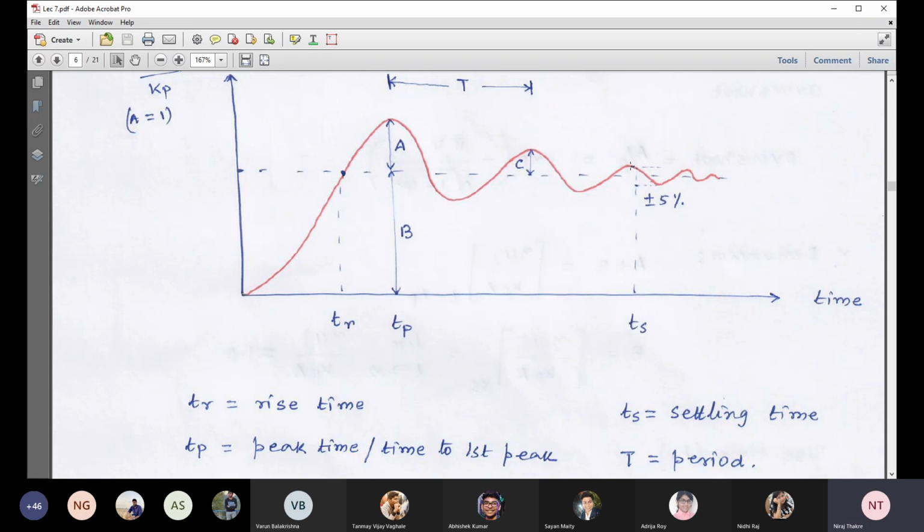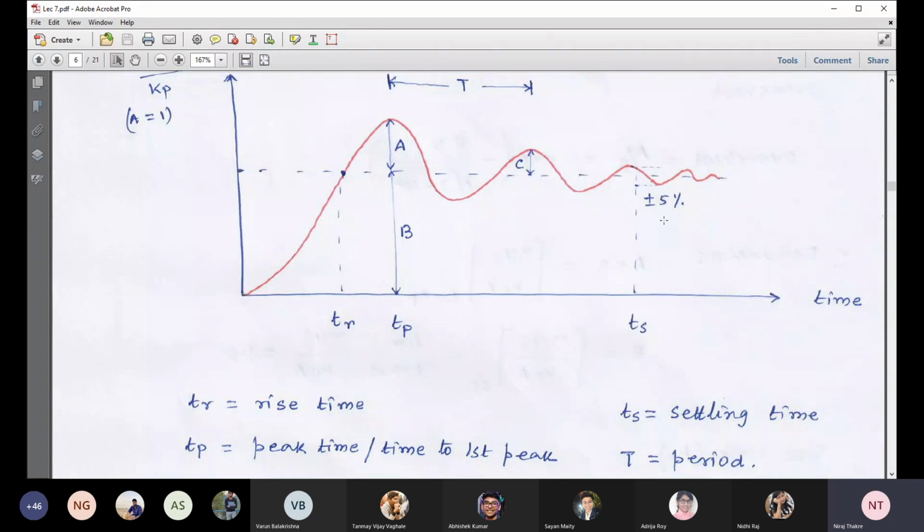This is one peak where we have plus 5%. This is the next peak where we have minus 5%. I mean, they are very close. It may not be exactly 5%, but they are very close. So sometimes plus minus 2% is also considered.